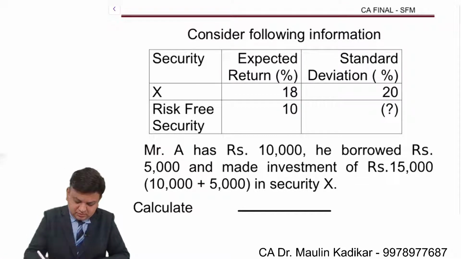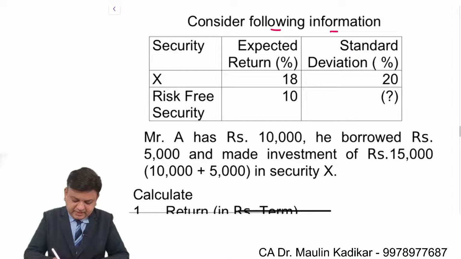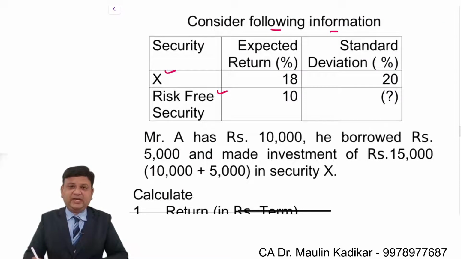Next question. Consider the following information. There are two securities provided to us, X and RF. Returns are given as 18 and 10. Standard deviation is 20 and question mark, and we understand that this is 0 unless specified otherwise.